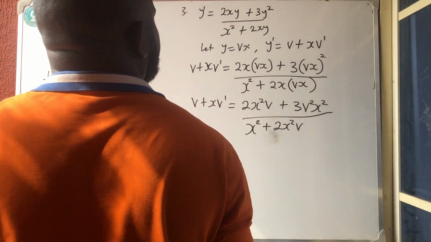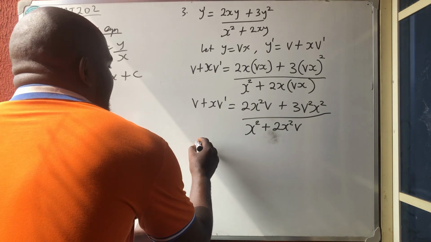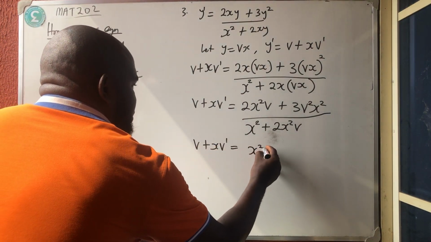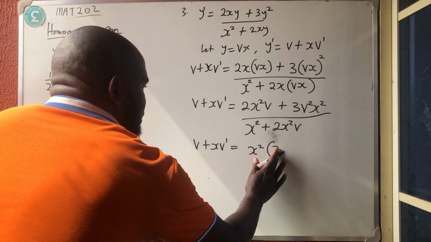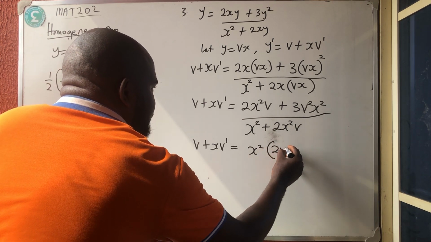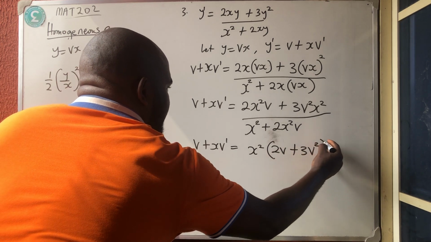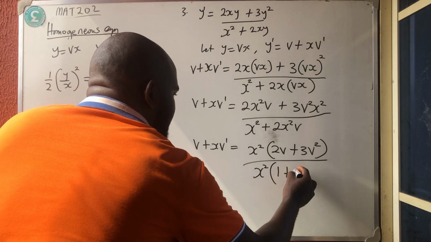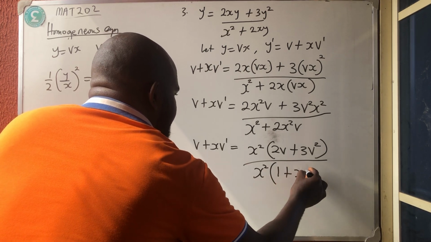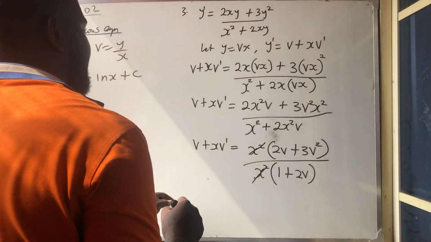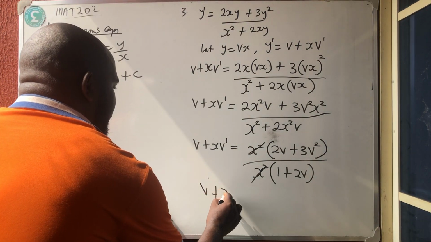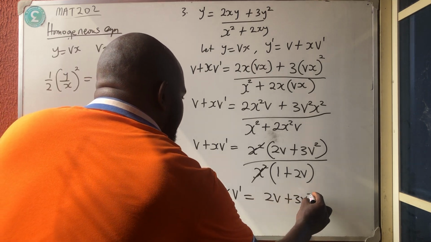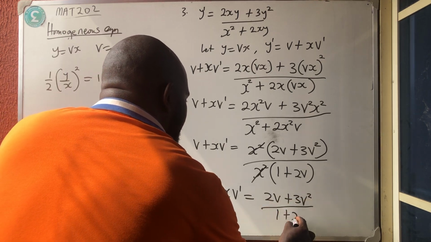2x squared v. Okay, so let us factorize. I'm having v plus x v prime is equal to x squared is common here, I'm having 2v plus 3v squared. Okay, all over x squared is common here, so I'm having 1 plus 2v. So this takes care of this. So I'm left with v plus x v prime is equal to 2v plus 3v squared all over 1 plus 2v.